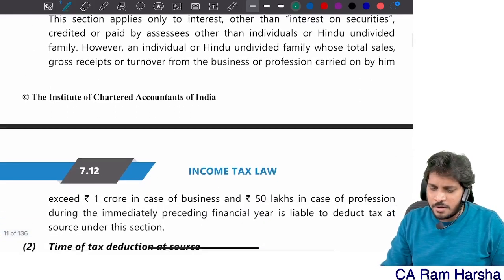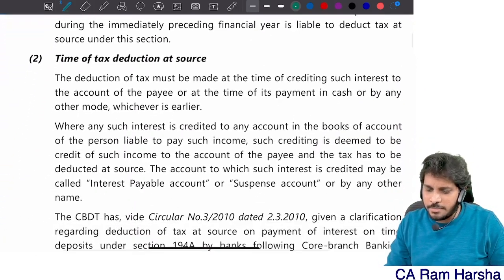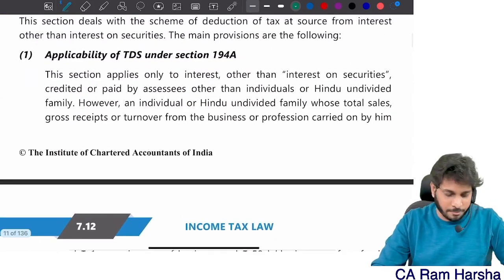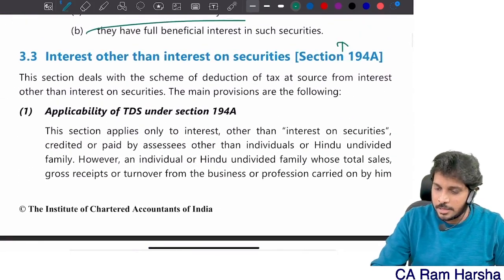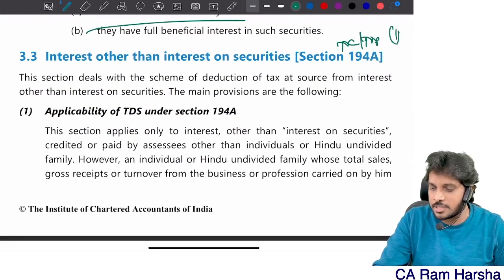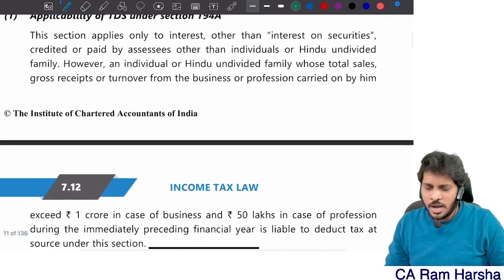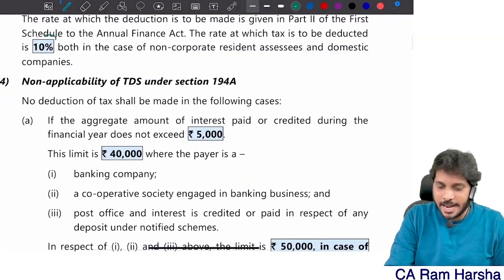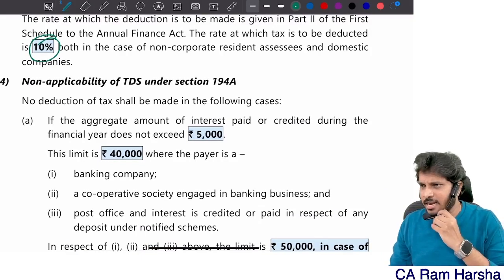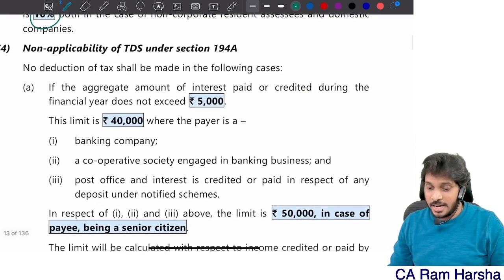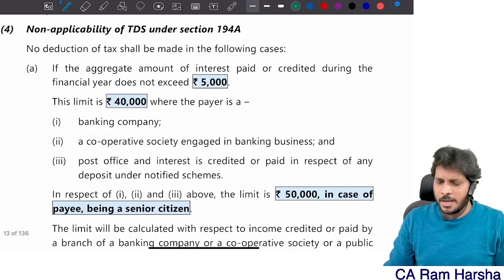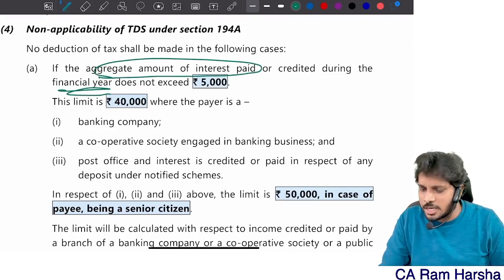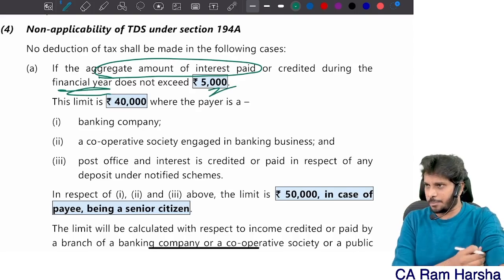Now tell me, 194A, at what time TDS has to be deducted? The deduction must be at the time of credit or at the time of payment, whichever is earlier. Time of credit or time of payment, whichever is earlier. Yes or no? Now, at what rate? Straight away 10%. However, TDS will not apply if the total amount of interest paid during the year does not exceed 5,000 rupees.